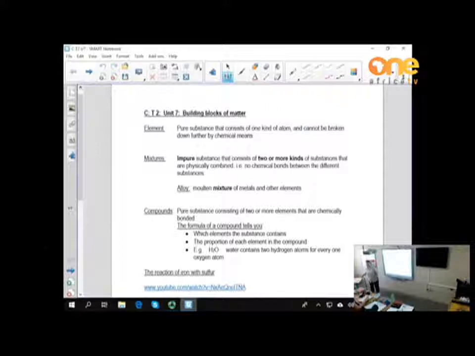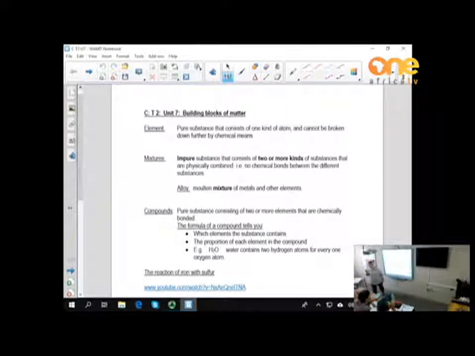Start off with Unit 7, the building blocks of matter. It's page 115. At the top, the introduction: everything around us is made up of atoms, molecules, and ions, the building blocks of all materials. People, I think in grade 6 or 7 in science, you were taught that matter is anything that has mass and occupies space. All right.